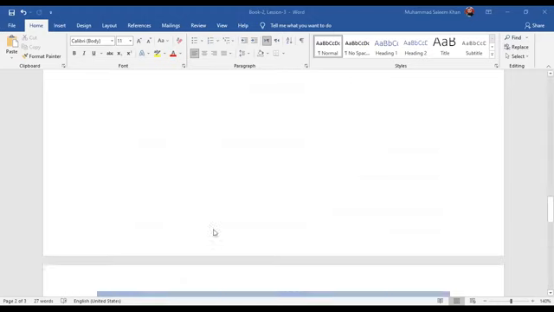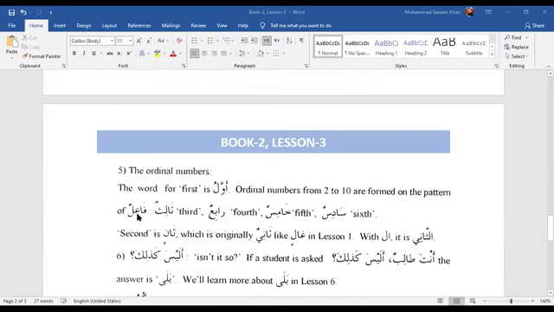All right. After that, we have learned that the first word is awwalu, and from number 2 to number 9, they will be on the pattern of fa'ilun. So we can see here thalithun, rabi'un, khamisun, sadisun, and so on. And these are ordinal numbers. We talked about it yesterday.